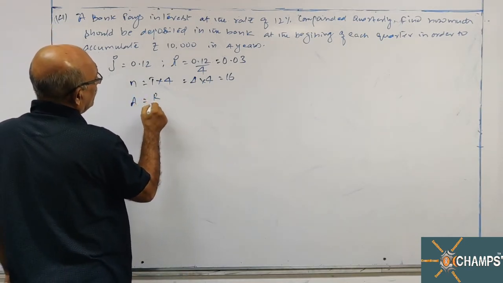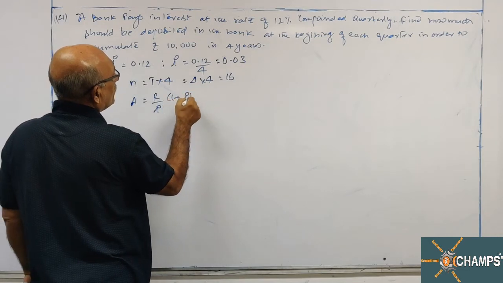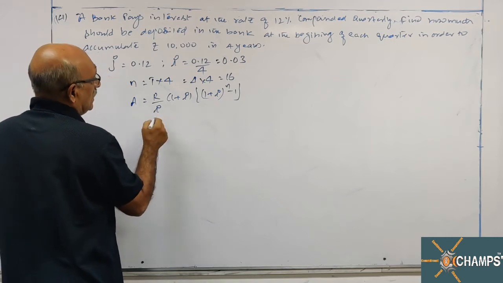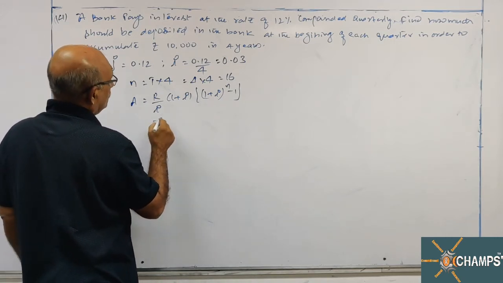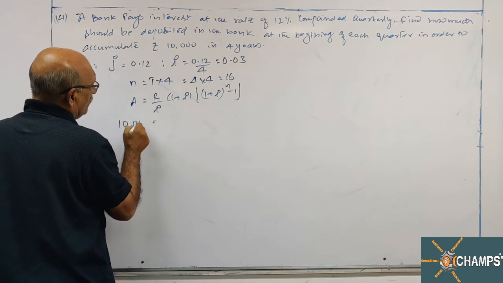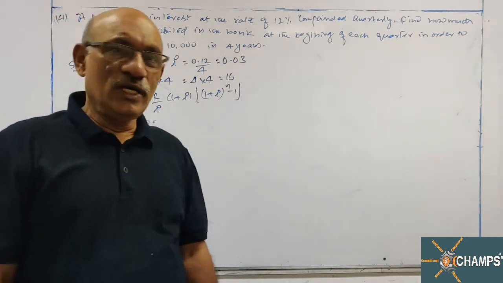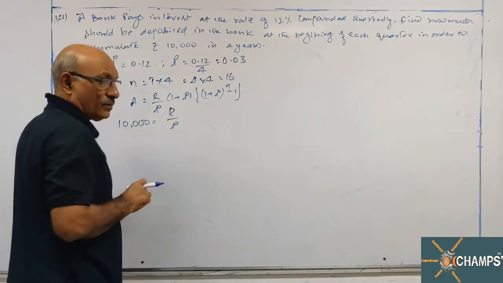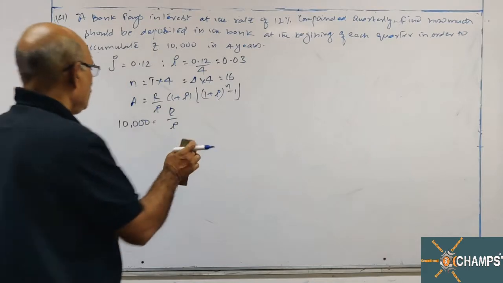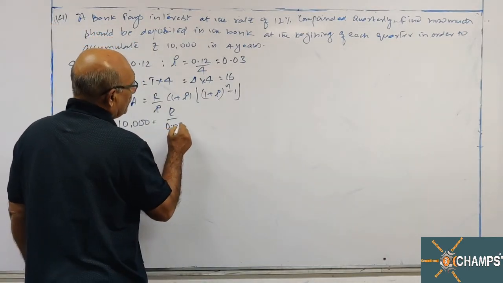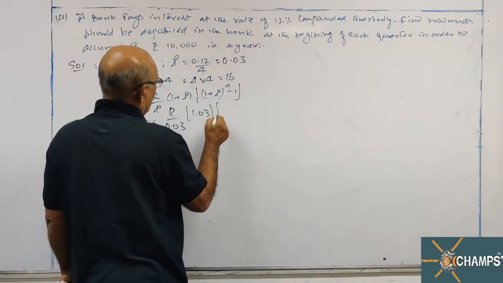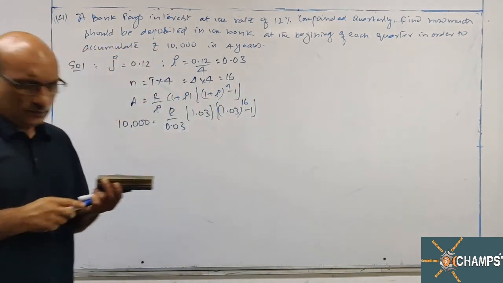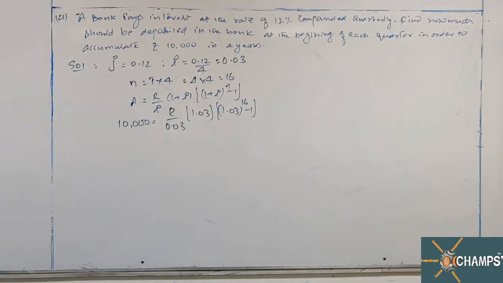So amount is equal to R by I into 1 plus I, 1 plus I whole power n minus 1. R we have to calculate. Amount is given as 10,000. So 10,000 equals R by I, replacing I with 0.03, into 1.03, 1.03 whole to the power of 16 minus 1.